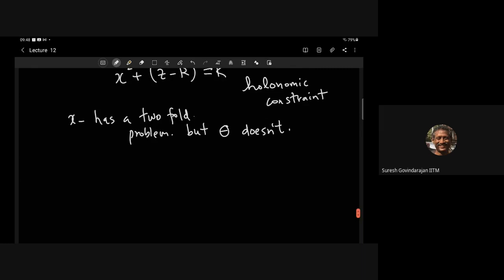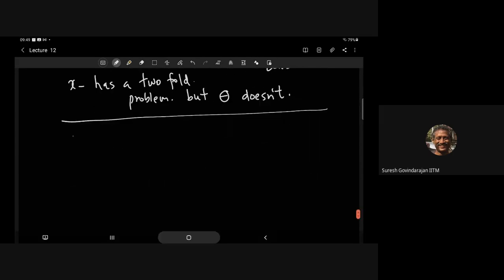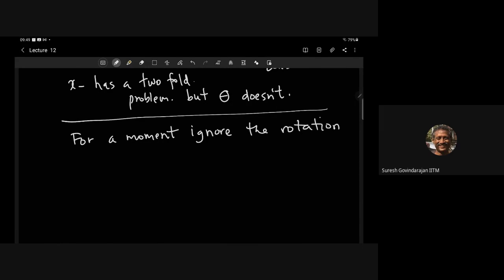So let's just do the following thing. For a moment, ignore the rotation, and we'll try to solve the problem. So let z be... should I do z or theta? Yeah. So let theta be our generalized coordinate.